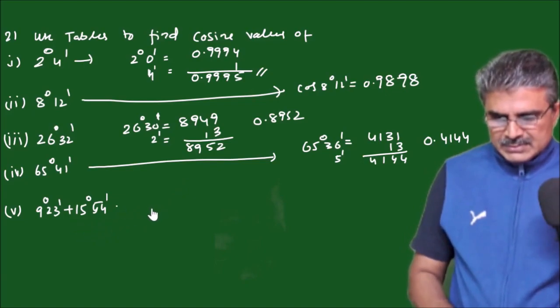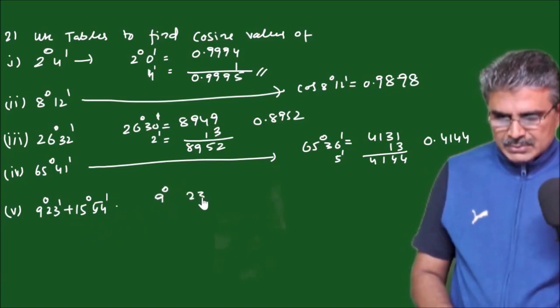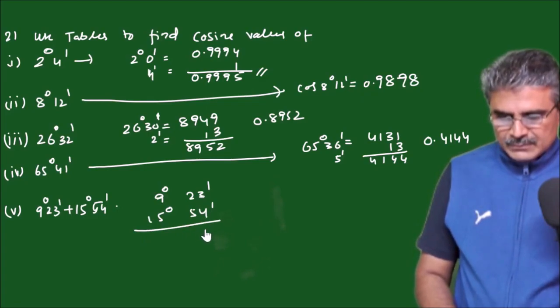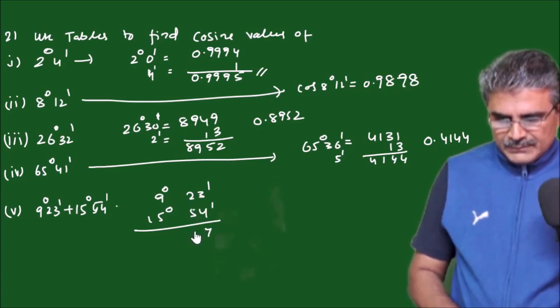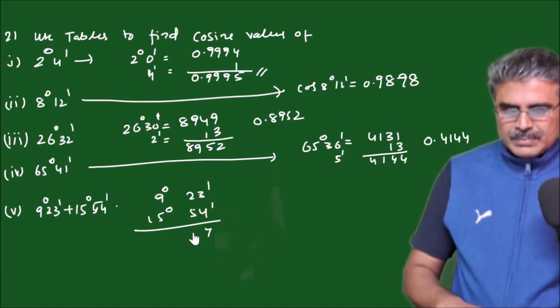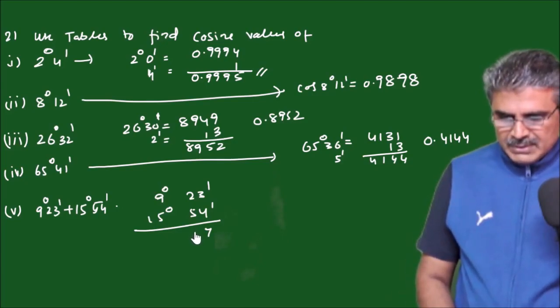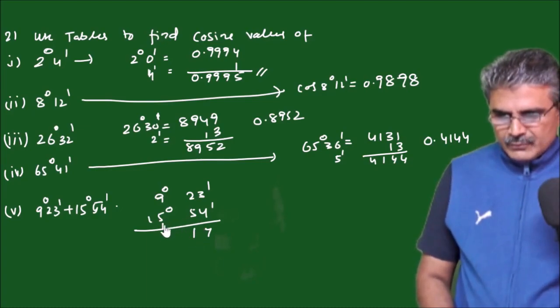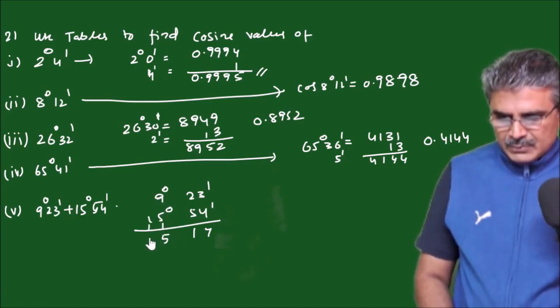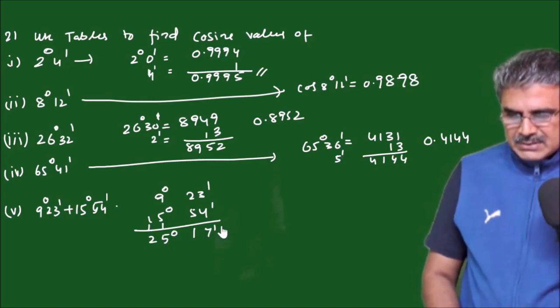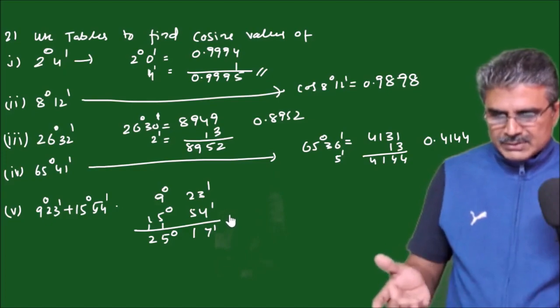Now come to here. Here the angle is split into two parts, 9 degrees 23 minutes and 15 degrees 54 minutes. If we add these, we have 3 plus 4, that is 7, and 2 plus 5, which will be 7 only, but after 6 we need to bring a carry here. So 7 will be made into 6 plus 1. So 1 you can write here and another 1 you can write here. The 6 will become 1 here. So 6 plus 9 will be 15, 5 and 1, this is 25. So the total is 25 degrees 70 minutes, which is the exact angle for which you need to find the cosine value.